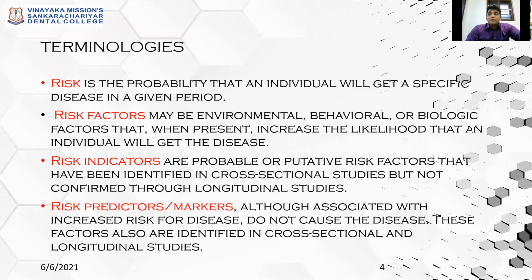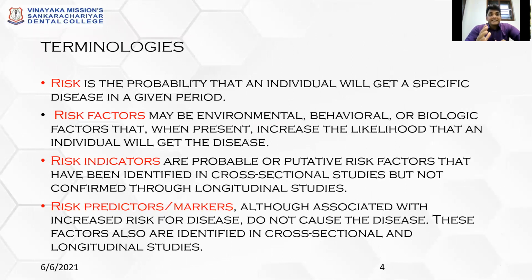So now some terminologies. As I said, the risk is the probability that an individual will get a specific disease at a given period. The risk is the exposure, and it should have a disease occurrence. The risk factor, as I said, is the environmental, behavioral, or biological factor that, when present, makes it more likely that an individual will develop a disease. The risk indicator is a probable or putative risk factor that has been identified in cross-sectional studies but not confirmed through a longitudinal study.